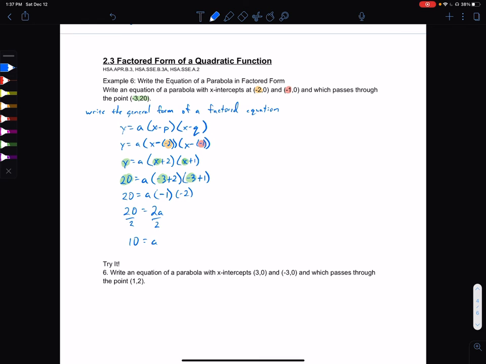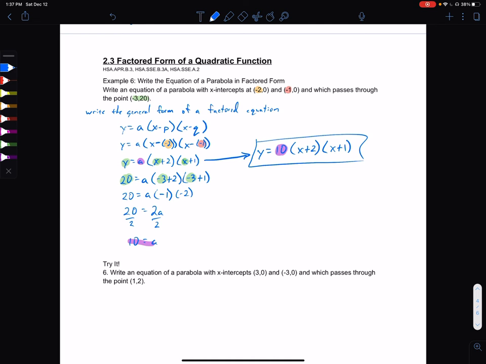Now we can take that a value and plug it back into here so that we have our answer. Our final solution would be y equals 10, which is our a, times x plus 2 times x plus 1. And that is your work. So that a is our 10, and then the x plus 2, x plus 1, we're just taking this and transferring that over, now plugging the a value in.